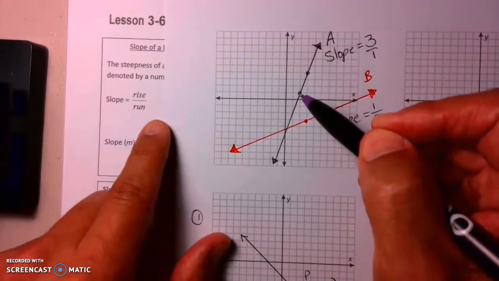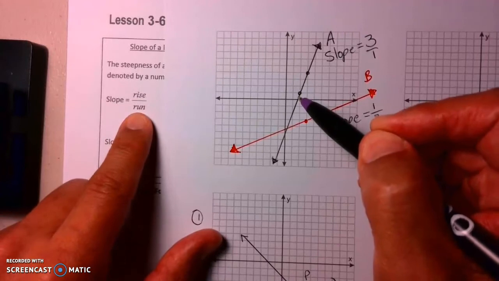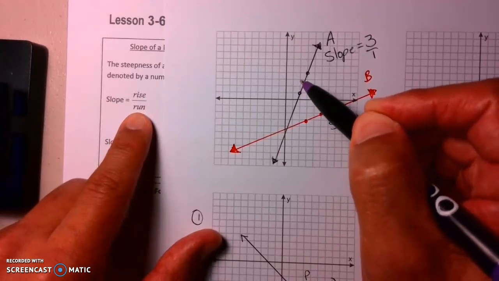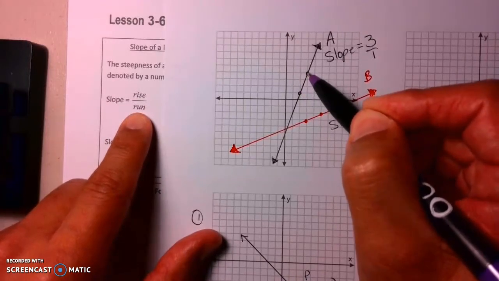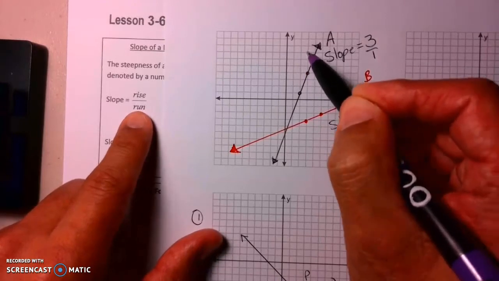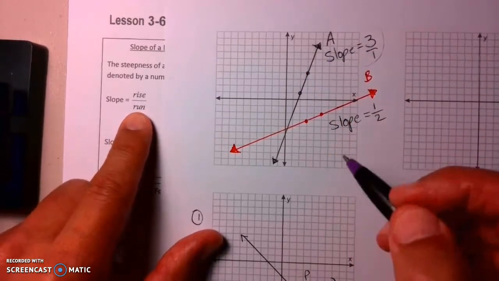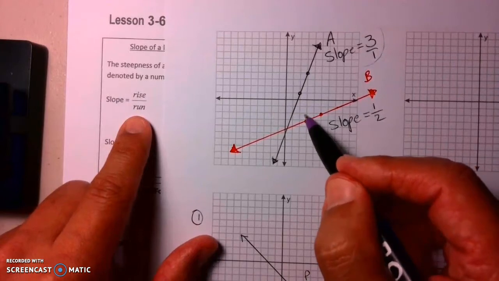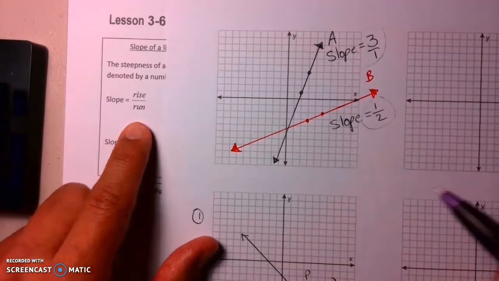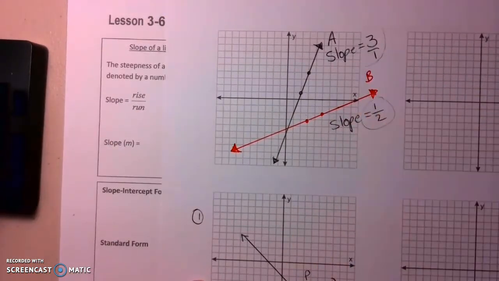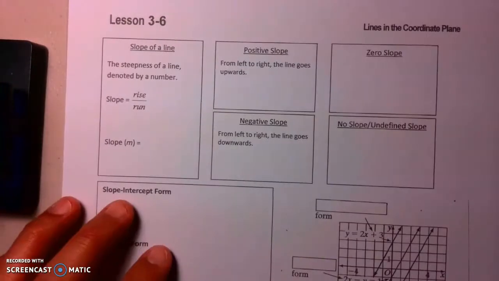And if you'll recall from the past, slope means rise over run. It goes up 3 spaces, 1, 2, 3, across 1. That's run. Up 3, across 1. 3 is the slope. This one rises up 1, across 2, so 1/2. 1/2 is obviously not as steep as slope 3.